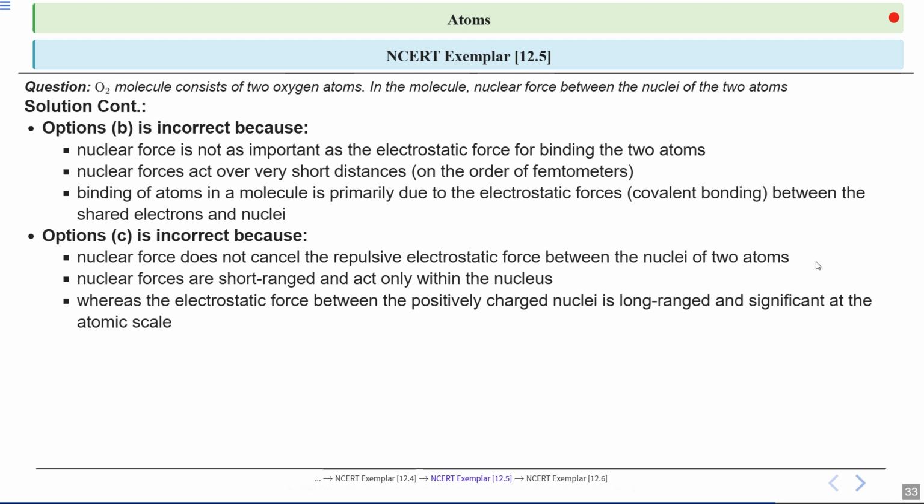In contrast, the electrostatic force between the positively charged nuclei is long ranged and significant even at distances found in molecules. The repulsive force is only overcome by the attraction between the electrons and nuclei in the covalent bonds, not by the nuclear forces.